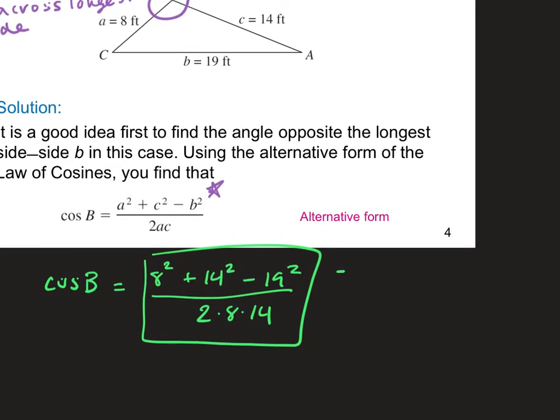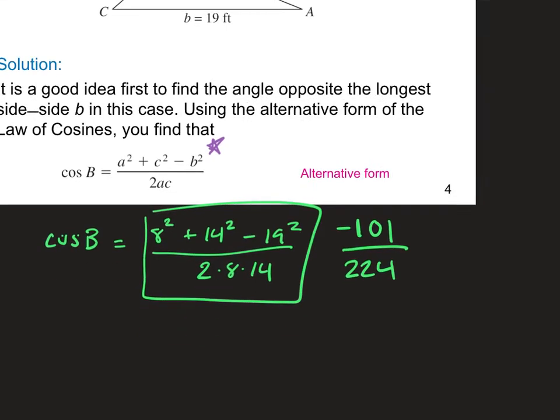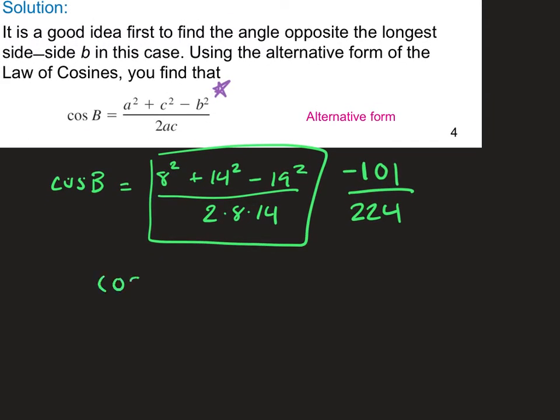So on top we got negative 101, and on the bottom 2 times 8 times 14, 224. So cosine B is negative 101 over 224. How do we find B? So here we're looking for our angle B.